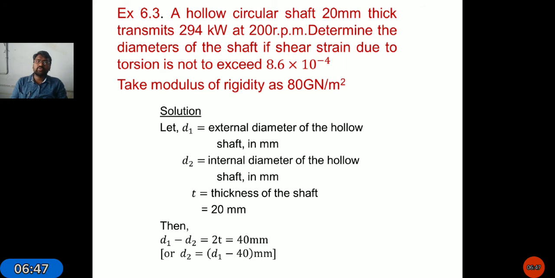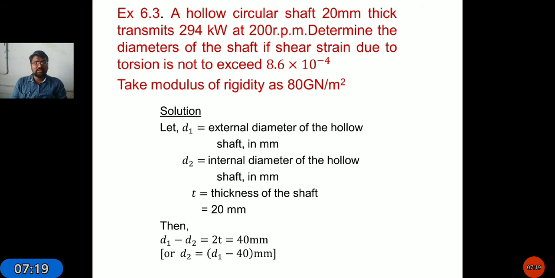From these two values we can calculate the torque value. Next, determine the diameters of the shaft. Since the shaft is hollow, we need to calculate the internal diameter and external diameter. Here d1 is the external diameter and d2 is the internal diameter. They gave one more data, that is the shear strain due to the torsion is not to exceed 8.6 into 10 power minus 4. Already we know that modulus of rigidity is equal to shear stress by shear strain.